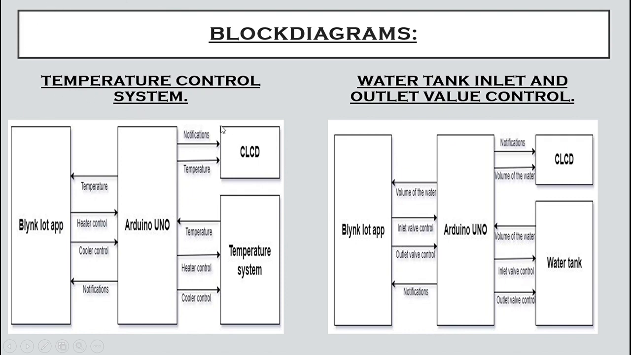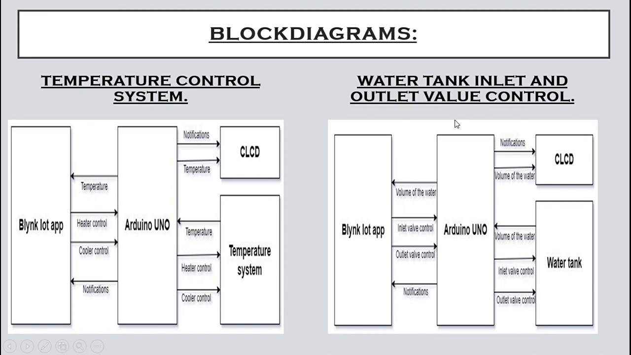Likewise, for the temperature control system and water tank inlet, the Arduino UNO board sends the temperature to the Blynk IoT app. From there, we can control the heater and the cooler. When we turn on the heater, the Arduino UNO increases the temperature of the temperature system, and the heater is controlled until it reaches a maximum temperature. Then the Arduino UNO gives a notification to the Blynk IoT app. The Blynk IoT app gives a notification and the current temperature to the CLCD.